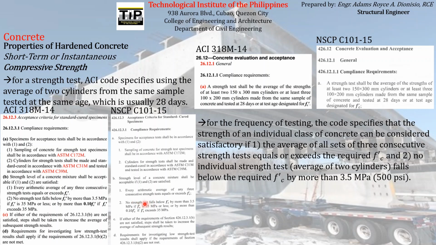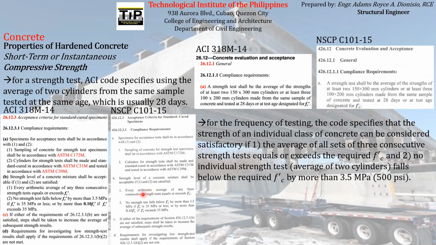So I will just make an example that will violate this second part. Say our FC prime is 30 megapascal. And say the results of the strength tests that we have conducted are 25 megapascal, 30 megapascal, and then 35 megapascal.